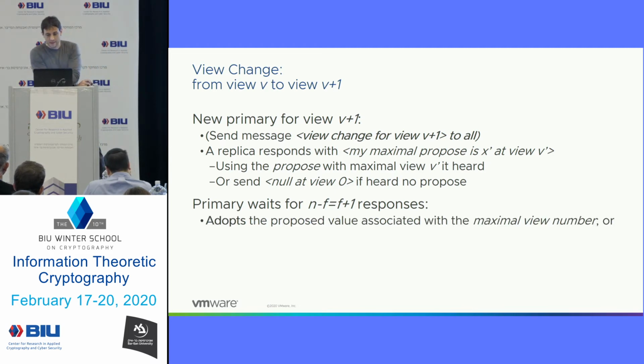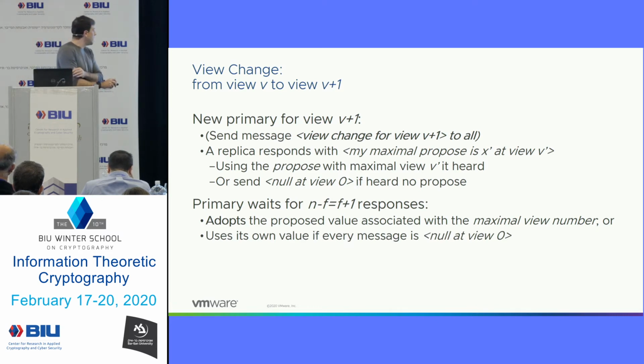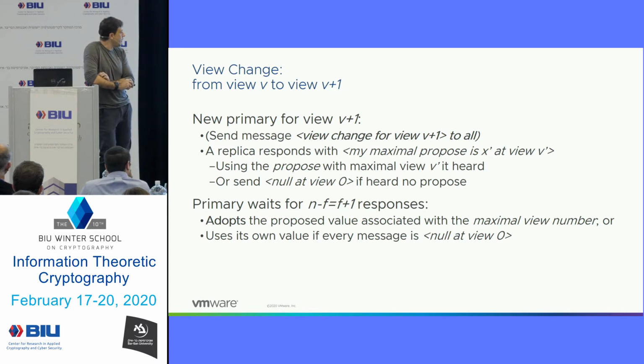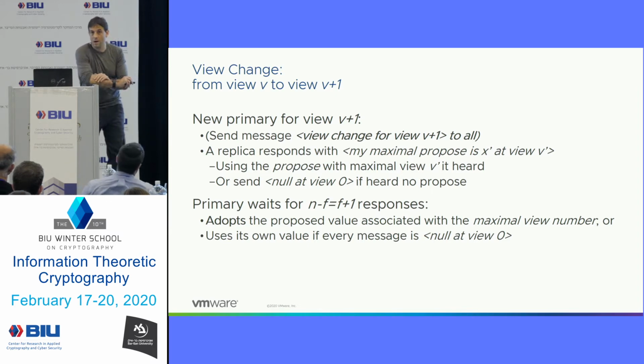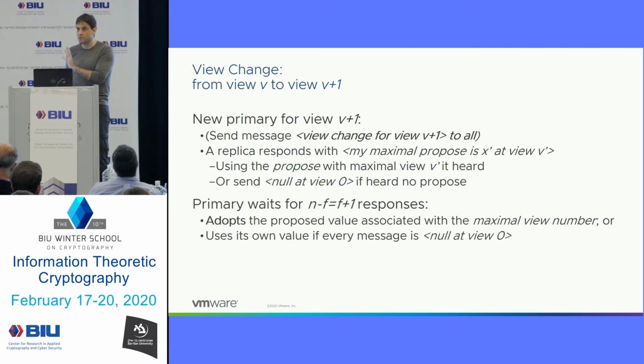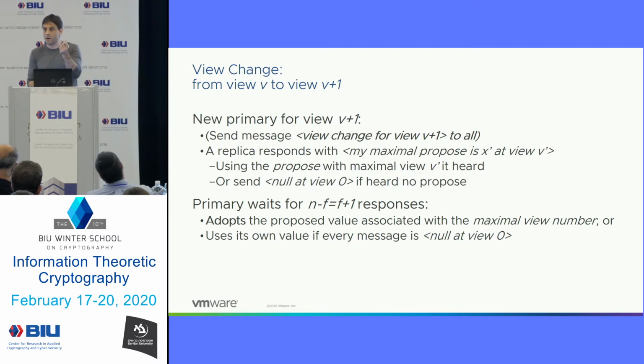The next thing you need to do is choose the maximal view number. And if all of them are empty, then you can choose your own value. A new primary can't just use its own value. It uses its own value only if all of them say they haven't heard any propose. But if some of the previous replicas saw a propose, then the primary needs to choose the maximum one, the one with the maximum view. So this is the only trick of these primary backup protocols: the replica chooses the maximum view to send to the primary, and the primary, of all the messages it receives, chooses the one with the maximum view.